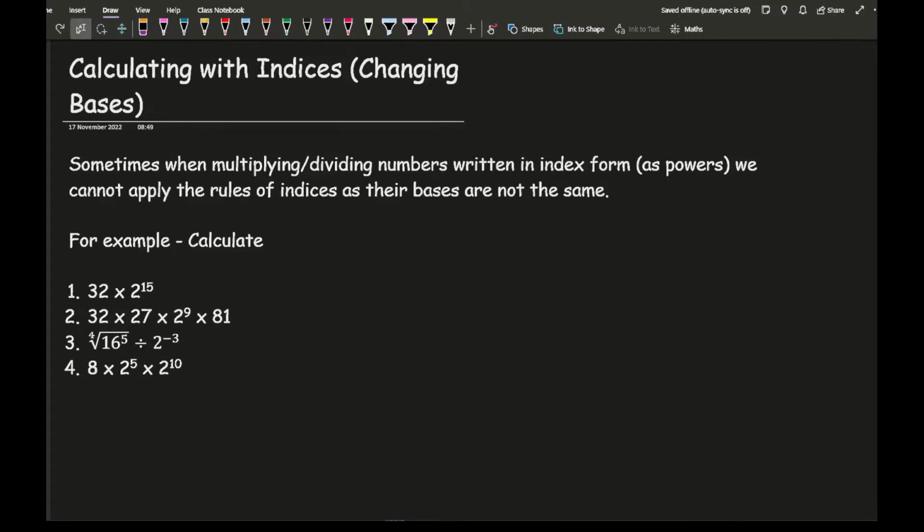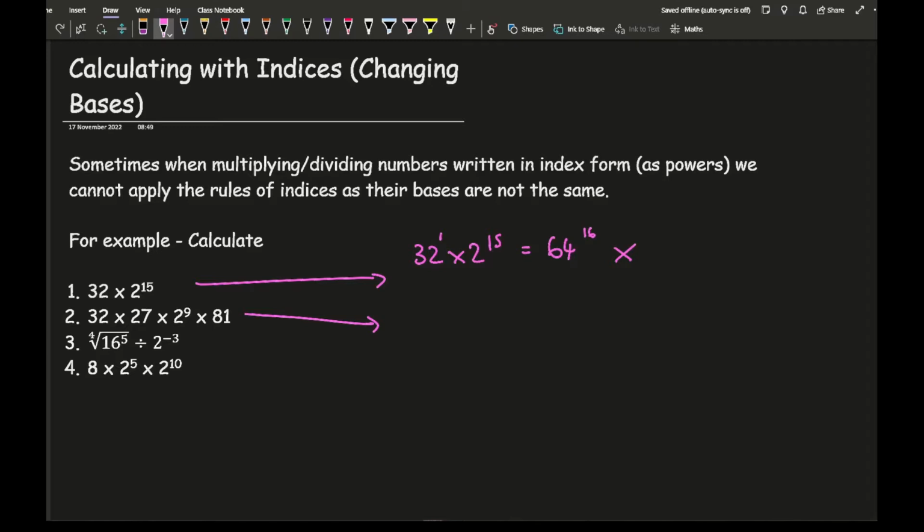Sometimes, when multiplying or dividing numbers written in index form, in other words powers, we cannot apply the rules of indices as their bases are not the same. So for example here, if we're asked to calculate 32 times 2 to the power of 15, I can't just simply add the powers together, so that becomes 16, and then multiply the base numbers, so that becomes 64 to the power of 16, because that is wrong. And likewise with question 2, if I try to work that out, that is going to be a huge number, very time consuming to work out, and near impossible for me to write that answer in index form.